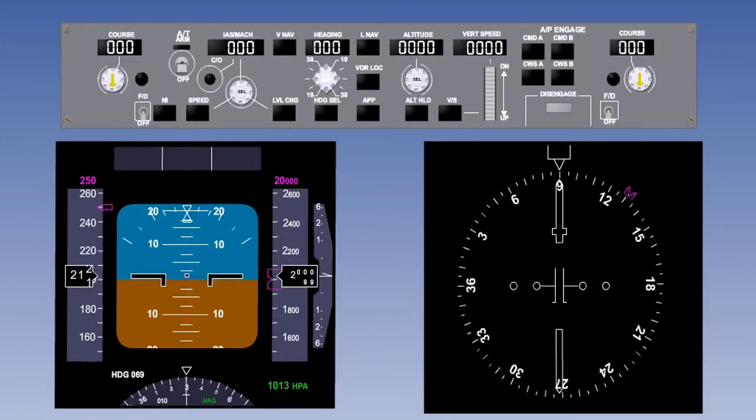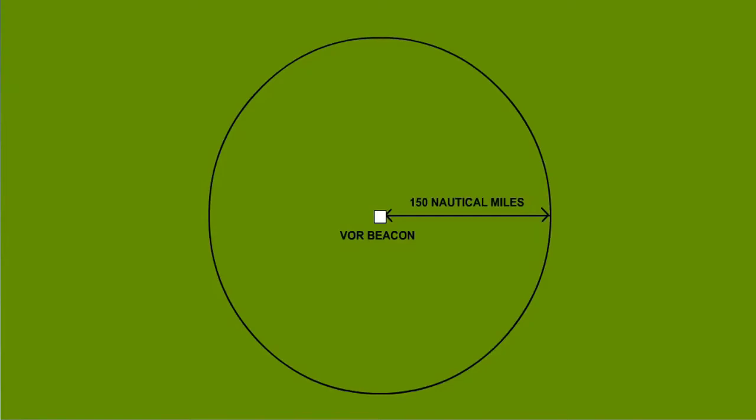The aircraft can automatically capture and track a VOR radial or a localizer beam by using the VOR selection. In this example, we will capture a VOR radial. Localizer mode will be described in the Autoland operation lesson. A VOR beacon is a ground-based radio navigation aid, which transmits information continually on a VHF frequency, having a range of around 150 nautical miles. VOR stands for VHF Omnidirectional Radio Range.